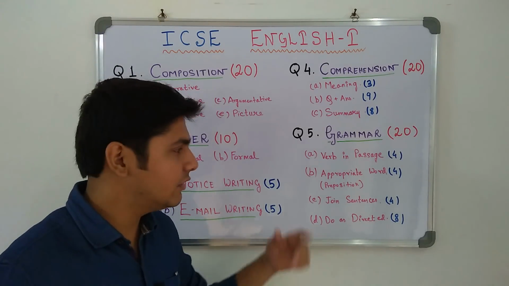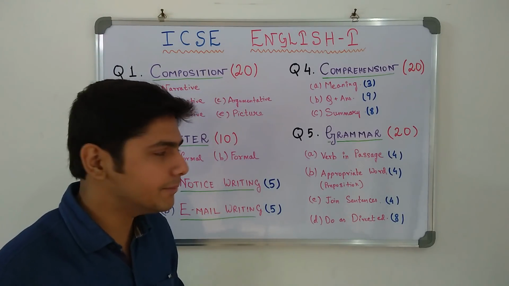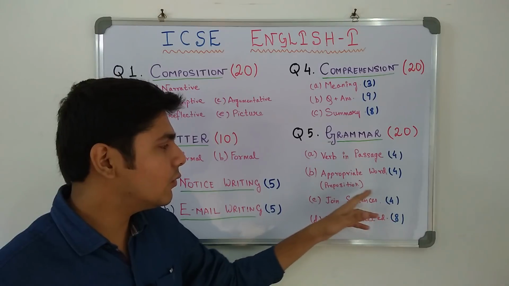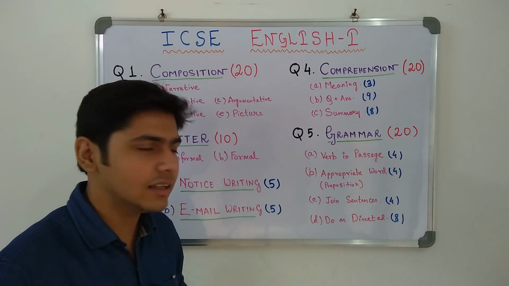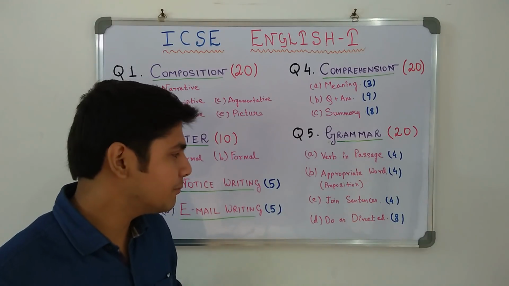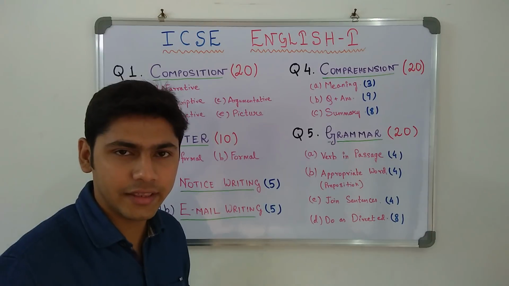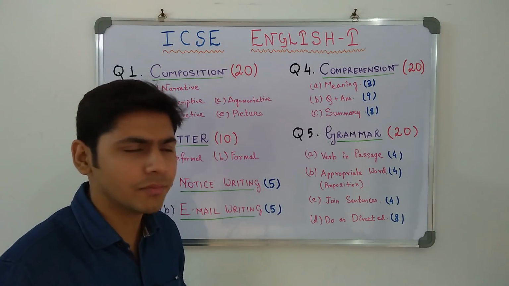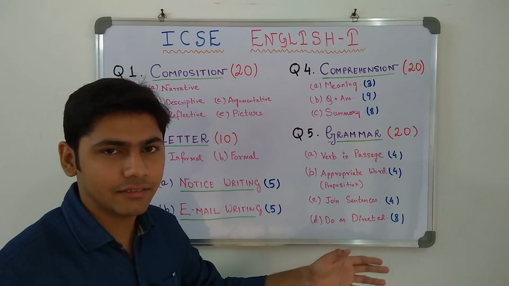You have to fill them with the verbs that are given in the bracket by changing the state of the verb. It's easy. Number B, appropriate words or prepositions. You have to write 8 prepositions in 8 sentences and you will get 4 marks for it. Easy. Number C, join sentences. You will have 4 sentences and you will have to join them by the rules that you have to follow. It's also particularly easy. And number D, do as directed, 8 marks.